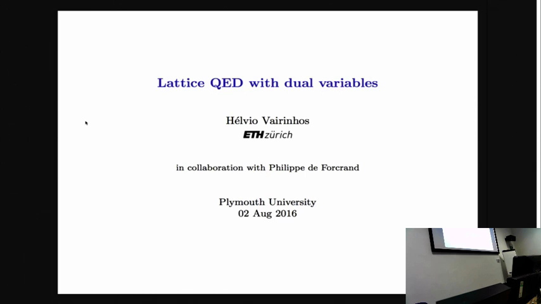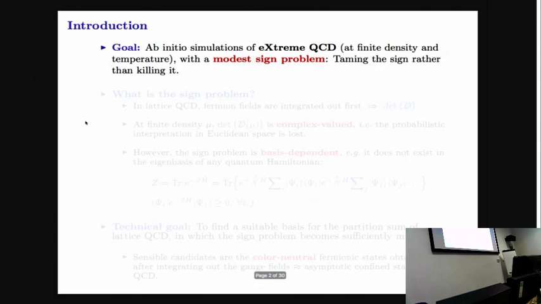I'm going to continue on the topic of sign problem, but this time using a method different from density of states. We, together with Philippe de Forcrand, have been trying to understand how to solve, not solve, but to tame the sign problem in QCD. They use QED as the toy model.